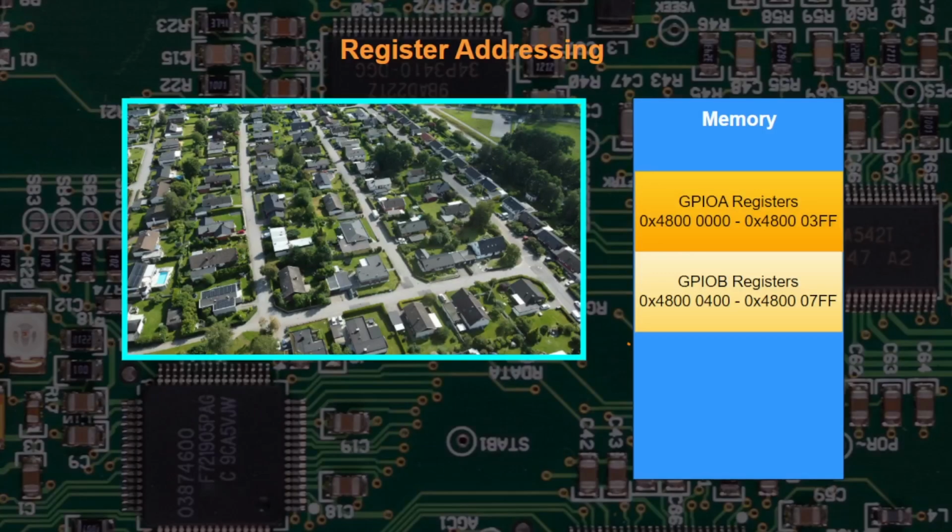Ever wondered how your C code actually talks to hardware? In this video, I'll explain how register addressing works underneath the hood, and how we can use these addresses to read from and write to registers in embedded bare metal programming.